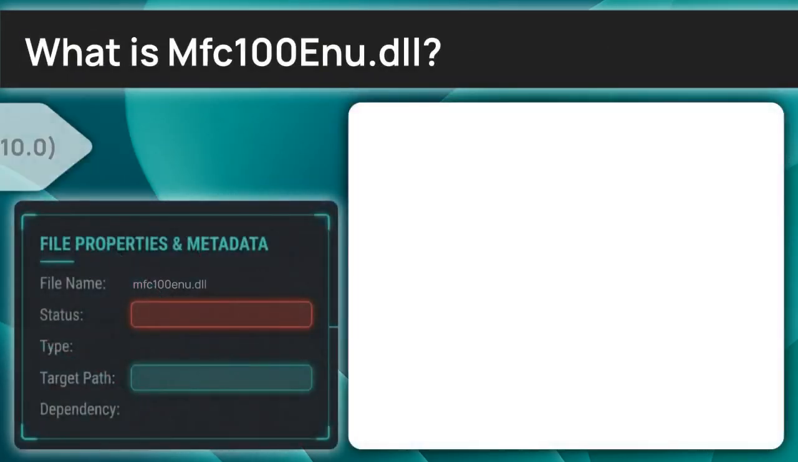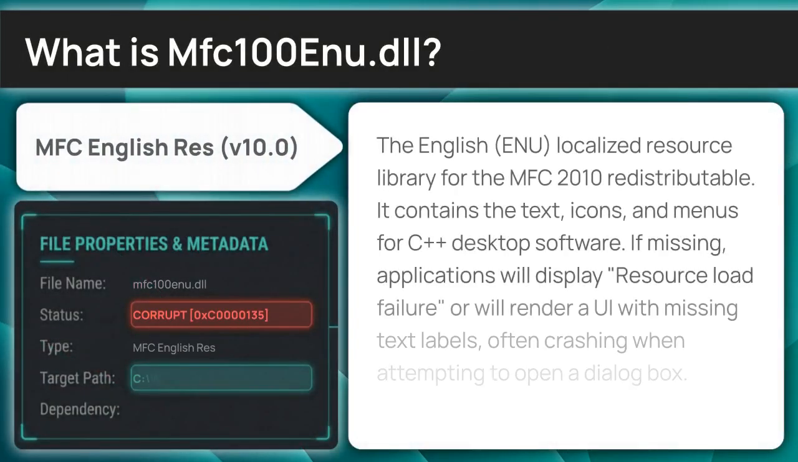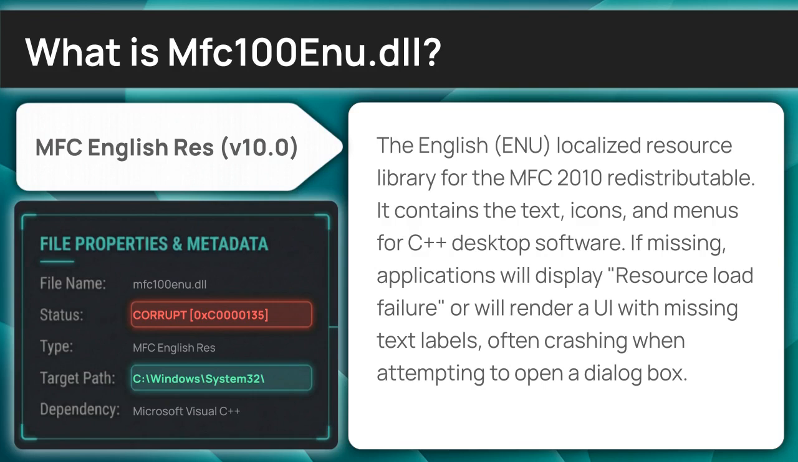This is the Microsoft Foundation Class 100 English Library, the English ENU localized resource library for the MFC 2010 redistributable. It contains the text, icons, and menus for C++ desktop software. If missing, applications will display resource load failure or will render a UI with missing text labels, often crashing when attempting to open a dialog box.